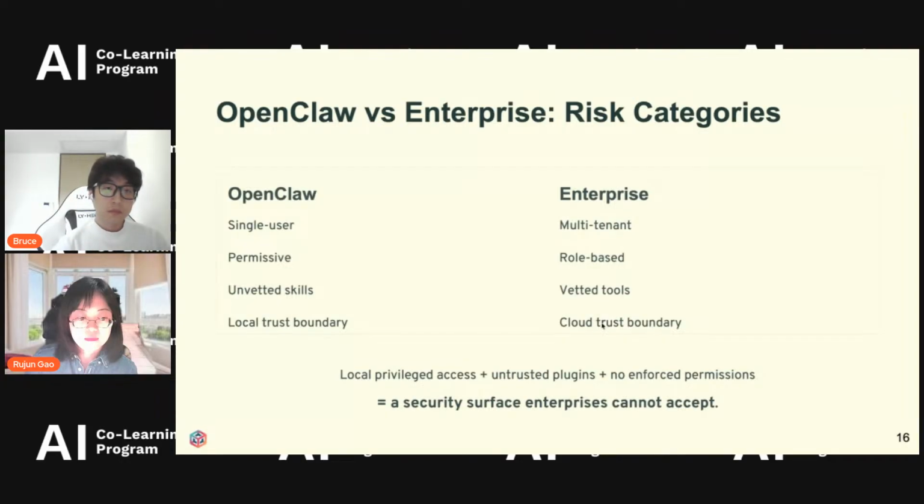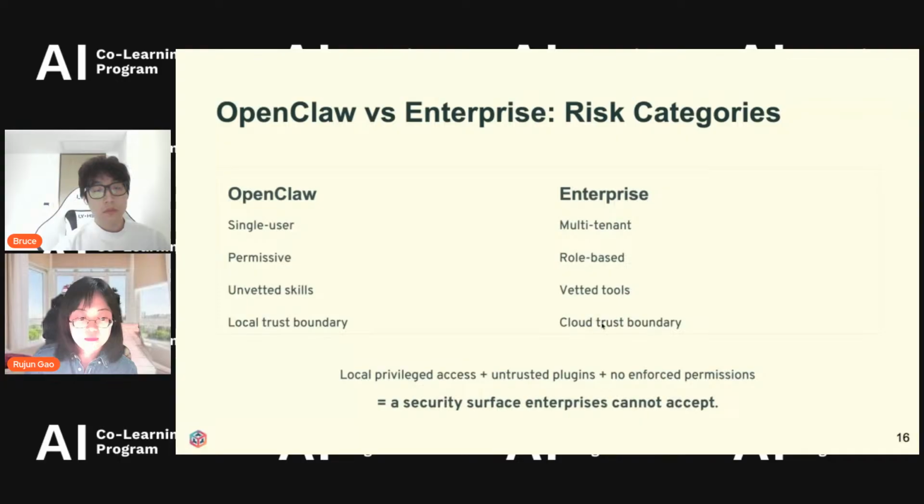But the OpenClaw has unvetted skills. You don't need to do much, and you also don't know what things OpenClaw will utilize to execute the work. And it's a local trust boundary. But for the enterprise, it's like a cloud trust boundary.